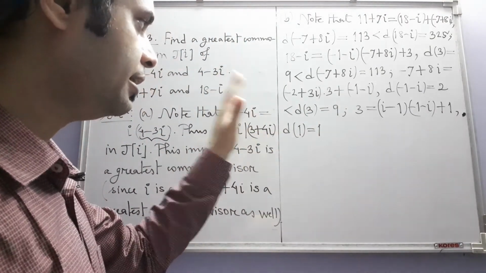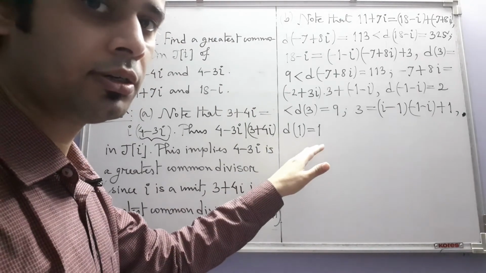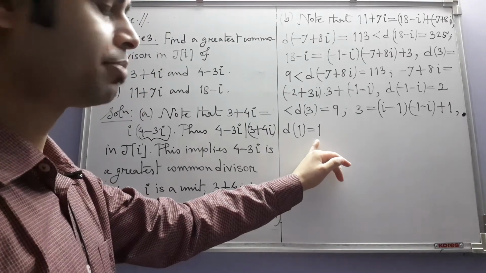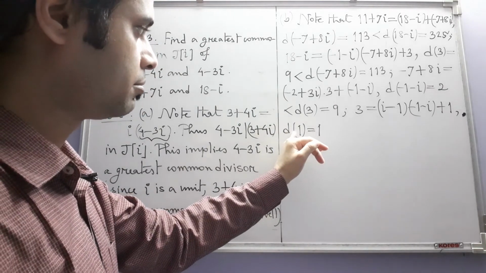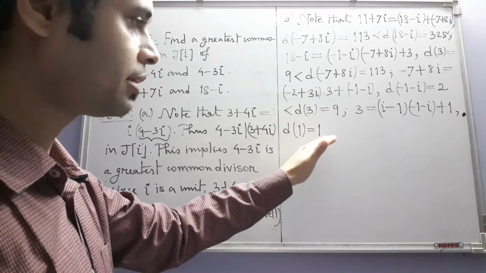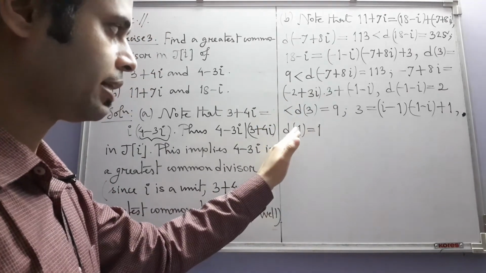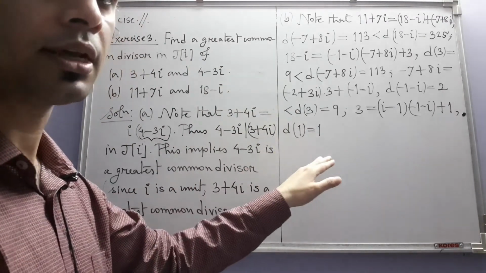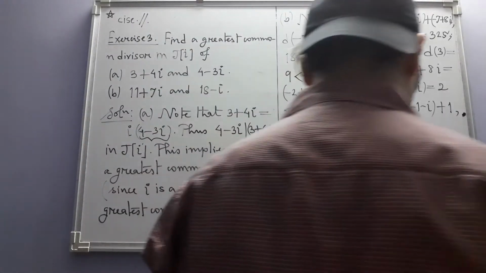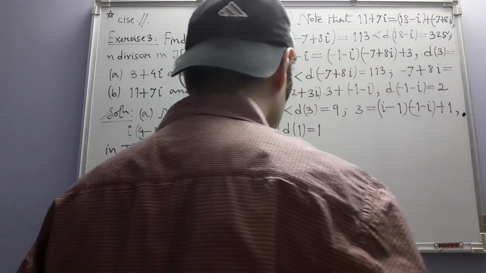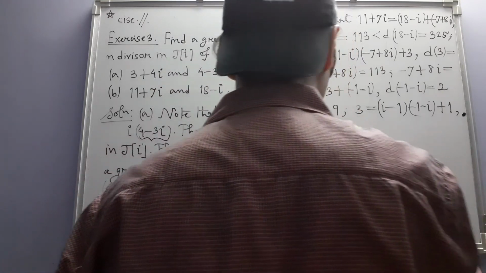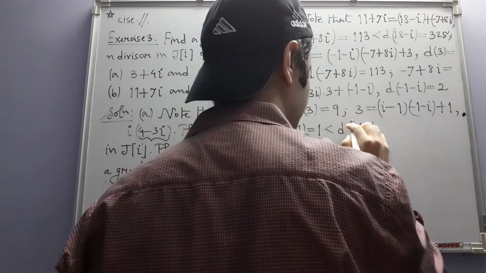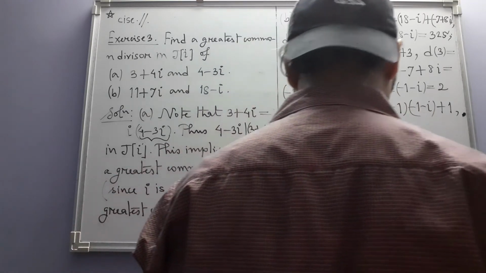Because you see, the d value is defined only for non-zero Gaussian integers, and the smallest d value that we can obtain is 1, and that, as we have already seen, happens only when the Gaussian integer itself is a unit. Okay, so in this case we have actually got 1 itself, and this is less than the d value of minus 1 minus i, the divisor, which is 2.